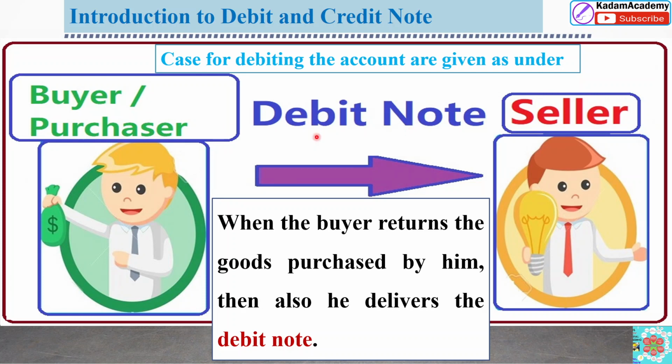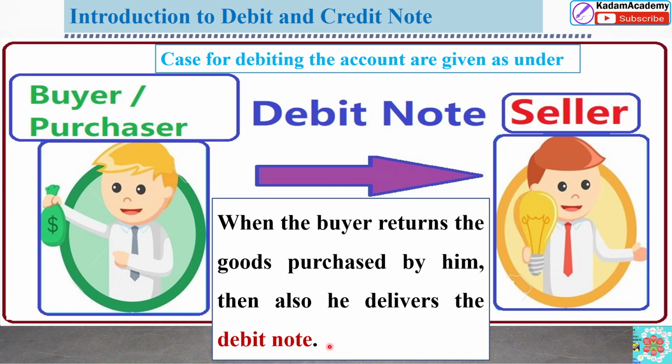So friends, in this case, what are the different cases of debiting an account? They are given as under. Here are the different cases when a debit note is sent. When the buyer returns the goods purchased by him, for example he has returned 1 lakh cost goods to the seller. We have already seen this in the example.